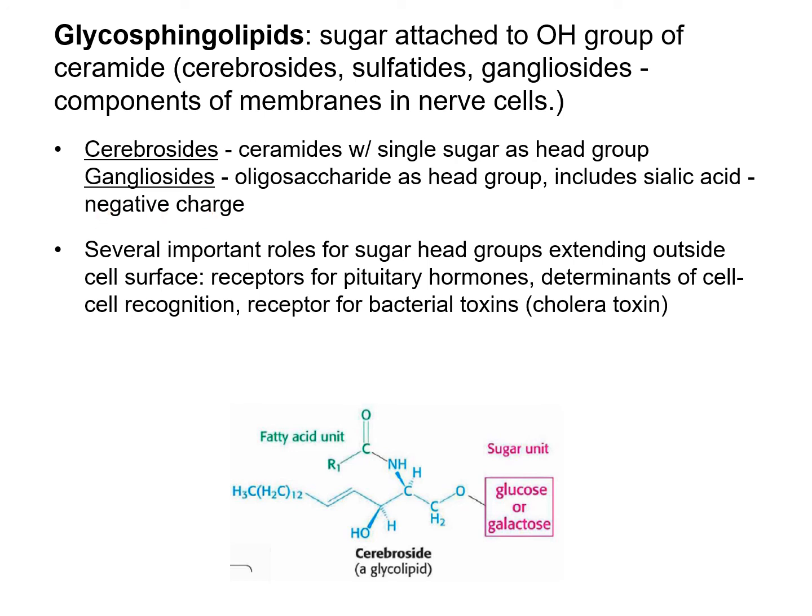The sugar head groups in the glycosphingolipids have several important roles, extending outside to the cell surface. They can serve as receptors for pituitary hormones, or as determinants of cell recognition, by having peculiar functional groups sticking out of the cell. They can also work as receptors for bacterial toxins such as cholera. This again shows the structure of cerebroside, and importantly, at the hydroxyl group it has glucose or galactose, basically the sugar units.